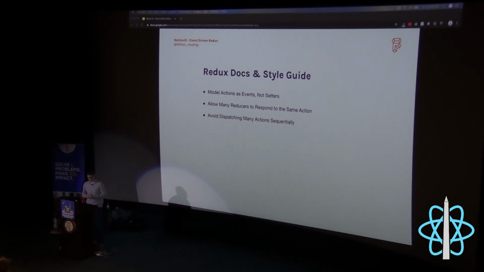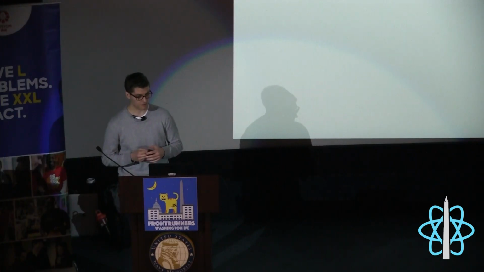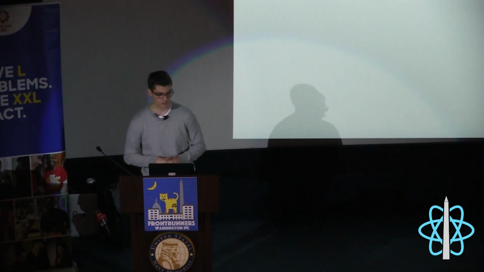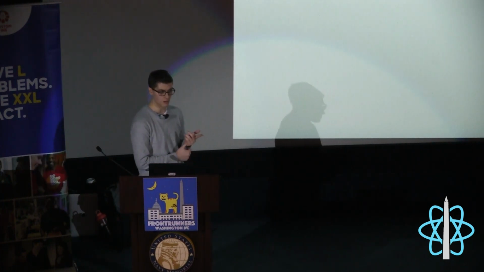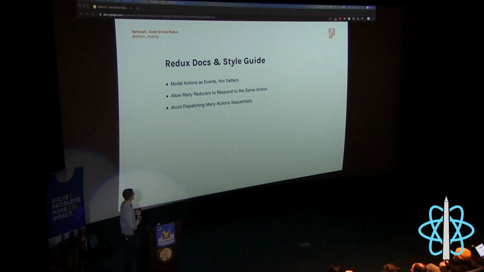So I mentioned earlier that the Redux team has, up until recently, taken a very hands-off approach on being opinionated about how to use Redux, but that has really changed. In the past month or two, they didn't do a complete rewrite, don't quote me on that, but they did add a style guide section. And what I found interesting is that under the style guide section, they have 3 strongly recommended bullet points. The first being model actions as events, not setters. Allow many reducers to respond to the same action, and avoid dispatching many actions sequentially.